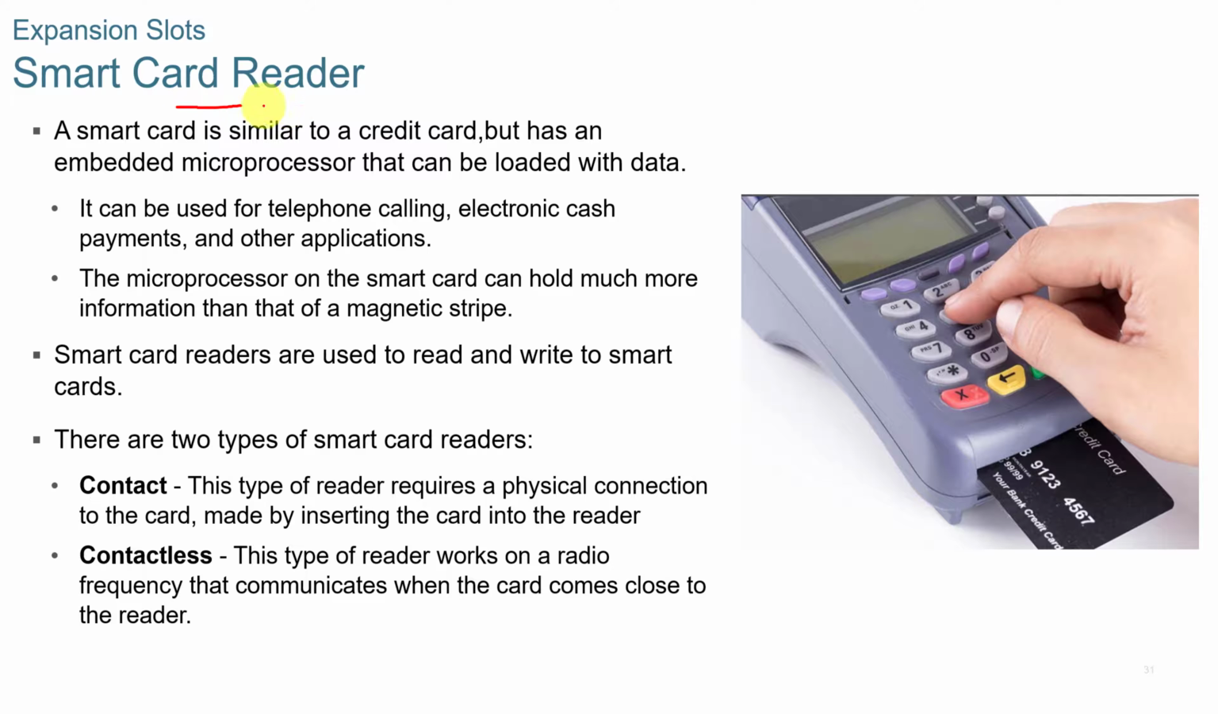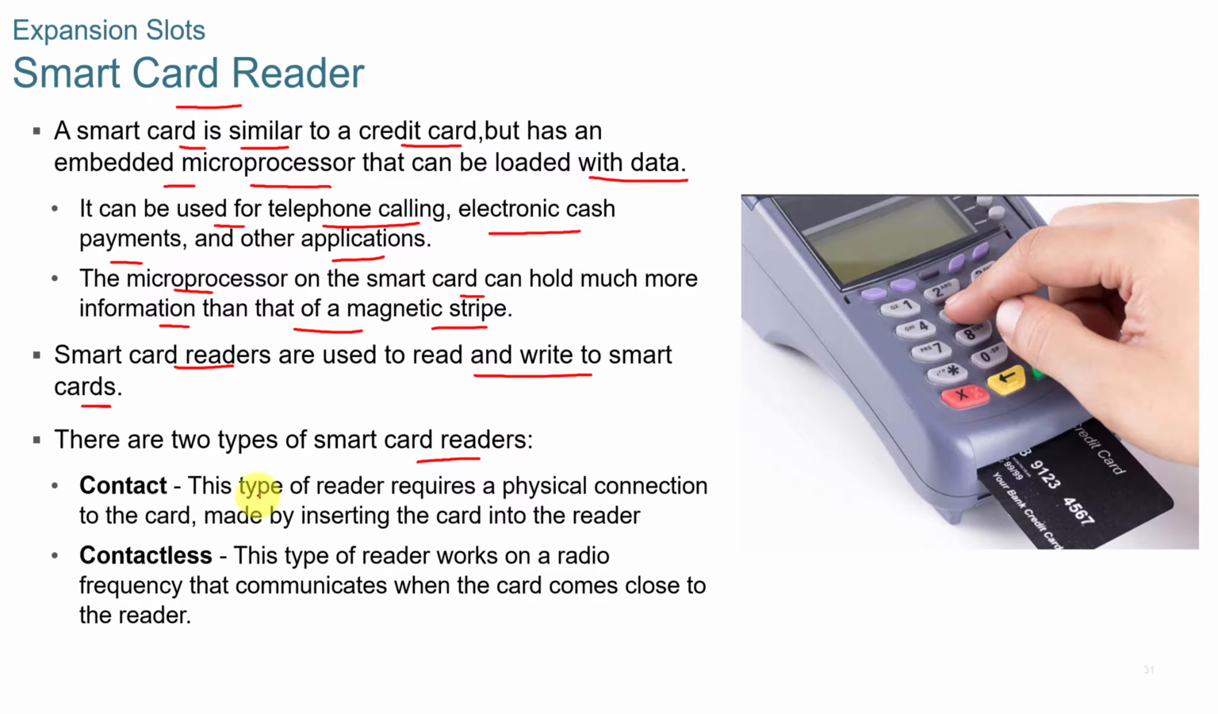Now, smart card readers. A smart card is similar to a credit card, but it has an embedded microprocessor that can be loaded with data. It can be used for telephone calling, electronic cash payments, and other apps. The microprocessor on the smart card can hold a lot more information than a magnetic strip, and it's more secure. Smart card readers are used to read and write to smart cards.